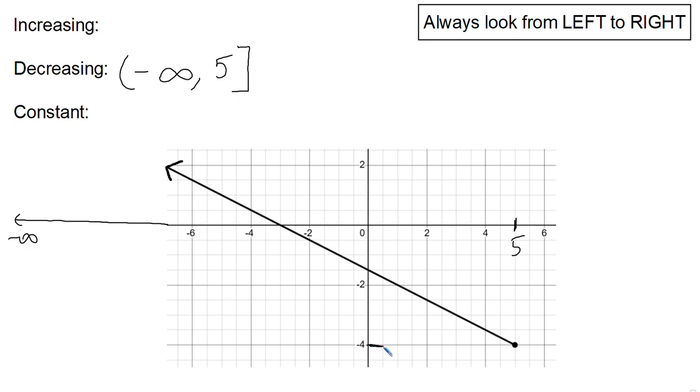Be careful not to put the y value of -4. Just because we're decreasing doesn't mean we use a y value. We still use the x value. Because this graph is never going up and never flat, we'll say it's never increasing and it's never constant.